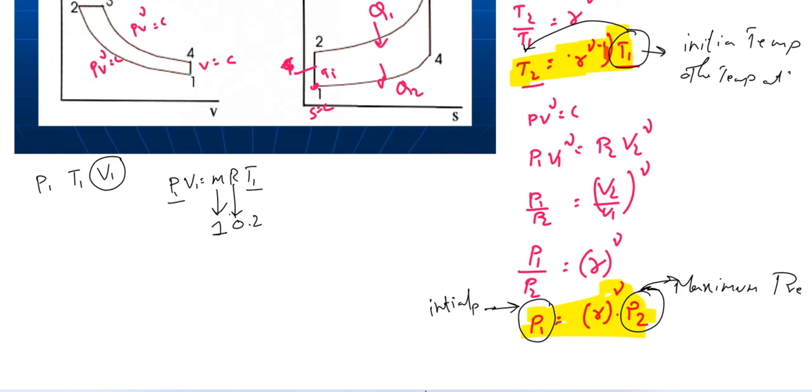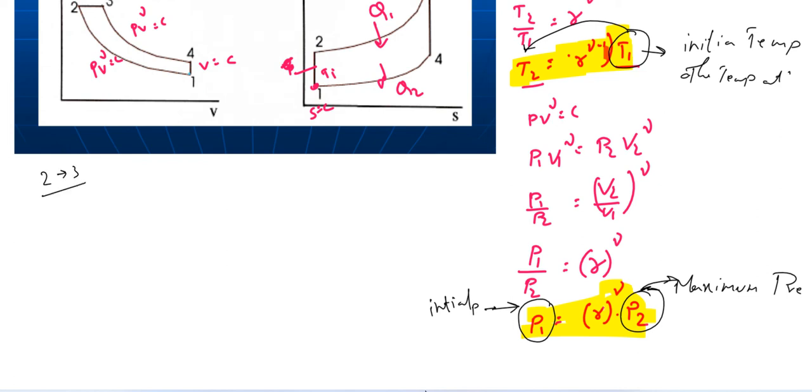Sorry, this will be 0.287. Okay, R. From that you have got P1, right? Now you have found P1, V1, T1. Good. Now process 1 to 2 you understand clearly. Now we will go to process 2 to 3.